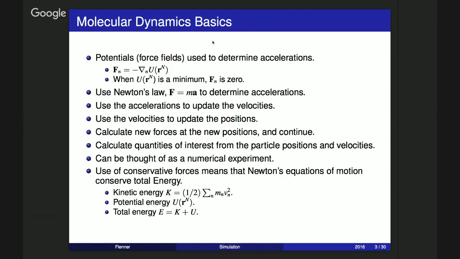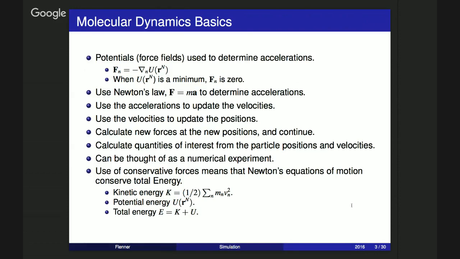I don't know if there's a pointer. No? Anyhow, I can point. So this is what this is saying. The force on a particle equals the negative gradient of the potential, and that is the force on the particle. So the force fields are these potentials. And later on, we'll be using the fact that when the potential is at a minimum, the force is zero. Because you guys didn't talk about this.